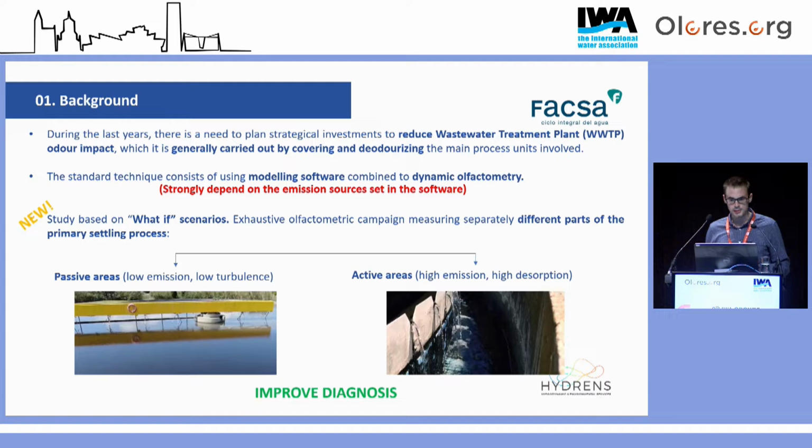What's new in this study is that we are based on what-if scenarios, not just a scenario of the current operation of the plant, but what happens if, step by step, we are covering several processes, and we see how this reduces the total odor emission. We also make a differentiation in certain processes. For example, the primary settling tank we divide into two different parts: the passive area, which is a very big area, and the active area, which is the overflow channel in the perimeter of the primary settling. We know that in the passive area there is low emission and low turbulence, and in the active areas there is high emission due to the high dispersion that takes place there.